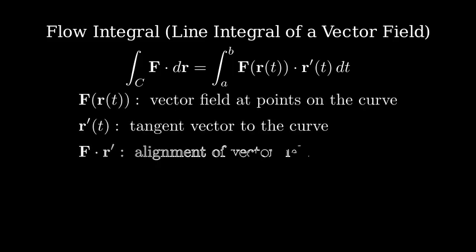Here, F evaluated at r of t is the vector field at points on the curve, and r prime of t is the tangent vector to the curve at those points. The dot product measures how much the vector field aligns with the direction of the curve.